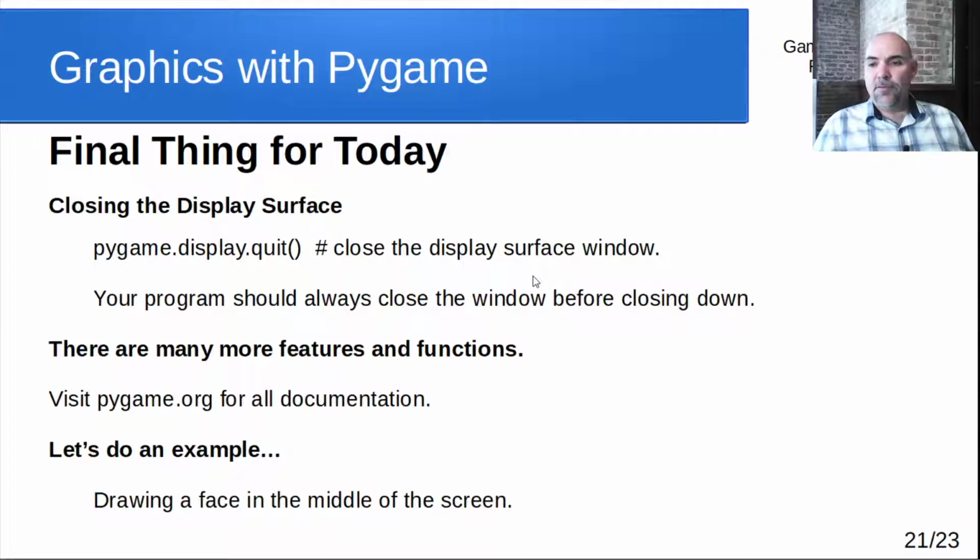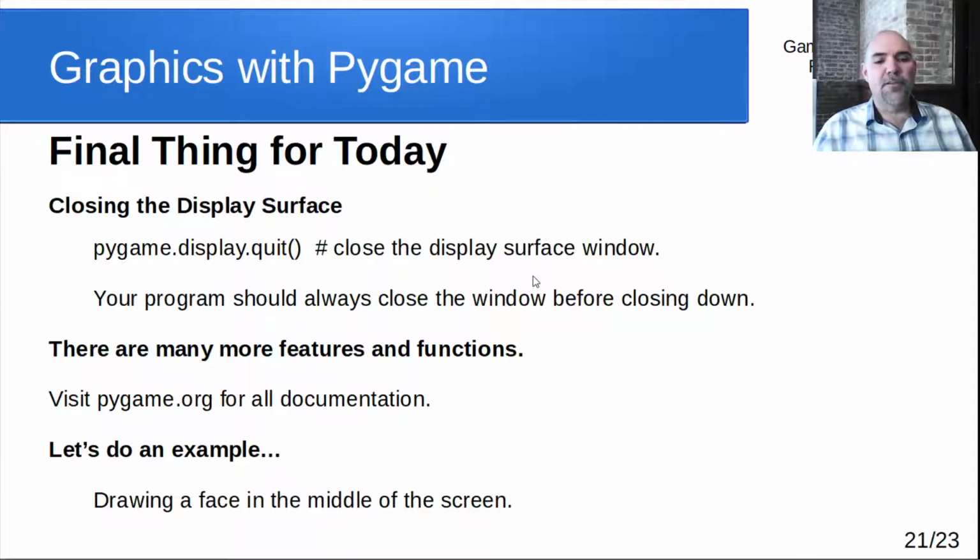All right. Final thing today is we had a command, set mode, that loaded the window and made it show up. We now want one that destroys it, gets rid of it, and makes it close. And that is Pygame.display.quit. That closes the display surface window. And your program should always close that window before terminating or before ending. Otherwise, you'll be left with a window on there and the program will be done. You can still get rid of that window by killing the program or killing Python, but it's more convenient and better practice to just, you open the window, you close it.